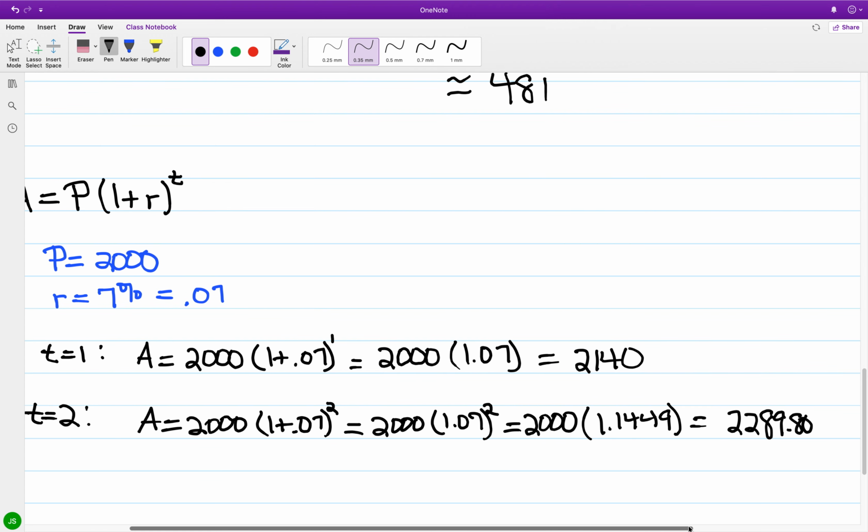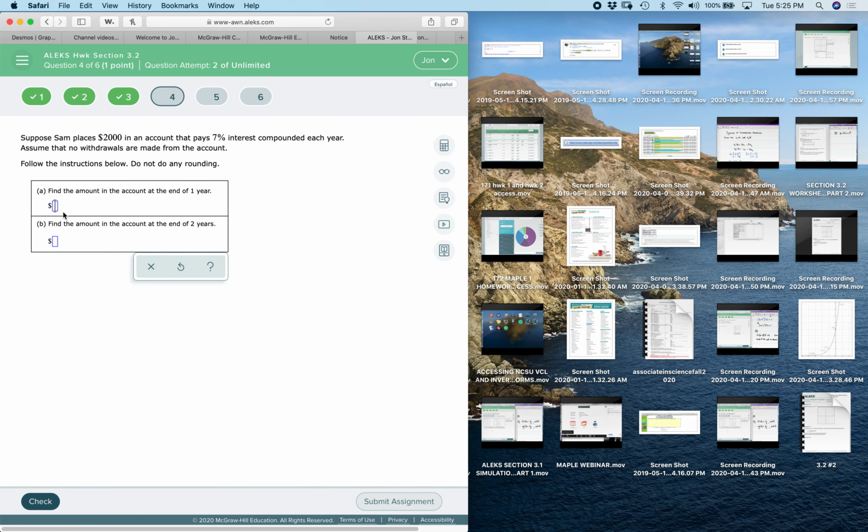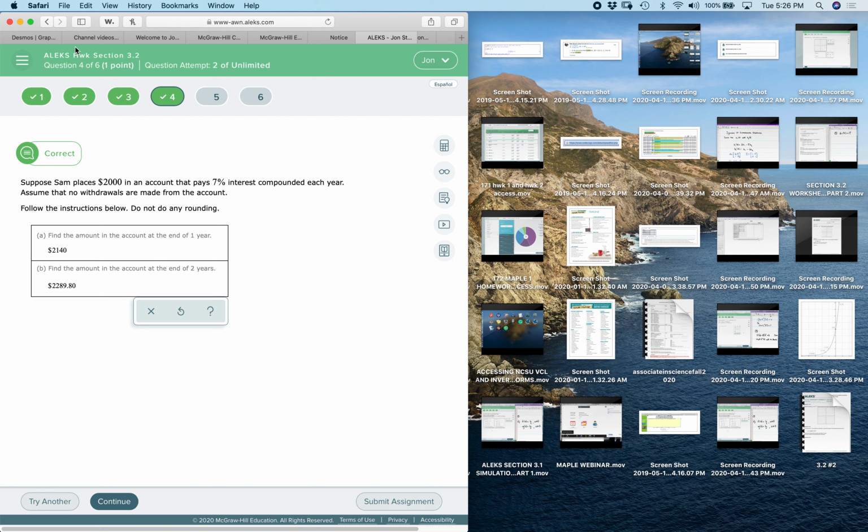And to the nearest dollar, that would be about $2,290. Okay, so we have just checking what we have for the outputs. You have 2140, and after 2 years, it says do not do any rounding, so we have 2289.80. And checking the results in this case, the answer is correct.